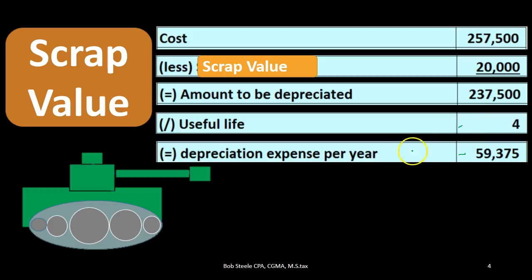At the end of 4 years, we will have depreciation that has accumulated, or accumulated depreciation, of this $237,500 and a book value of the cost less this $237,500, being the scrap value, the value that we believe the equipment will be worth at the end of its useful life.